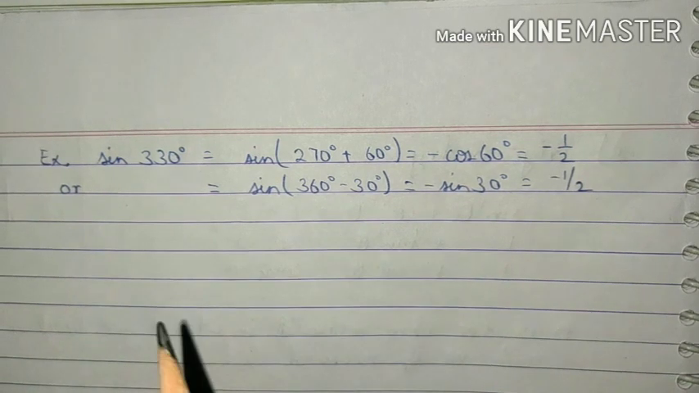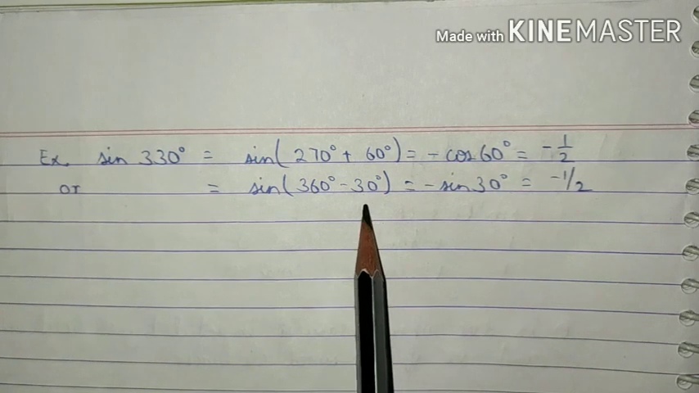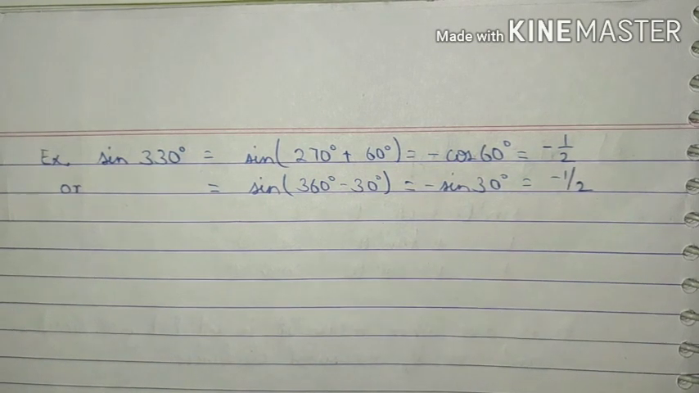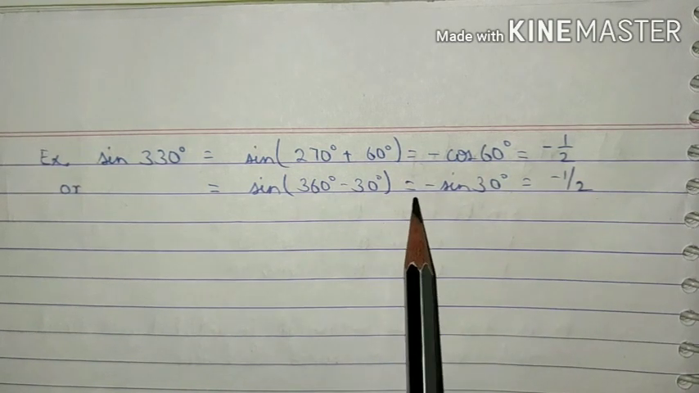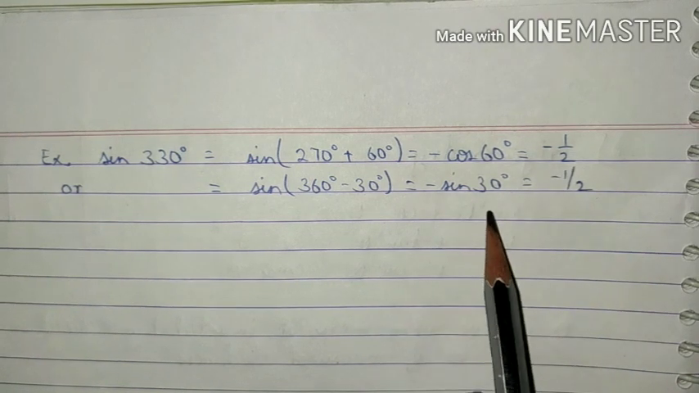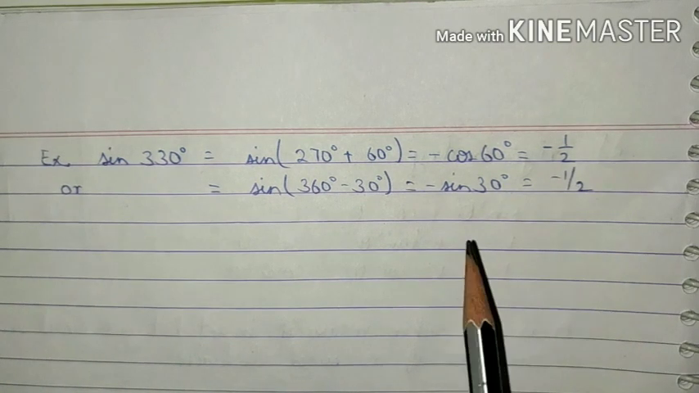In the same manner, solving the other way, we have sine 360 degree minus theta is minus sine theta. So what do we observe? Sine 360 degree minus 30 degree is equal to minus sine 30 degree, and we get the value as minus 1 by 2, which is equal in both the cases.